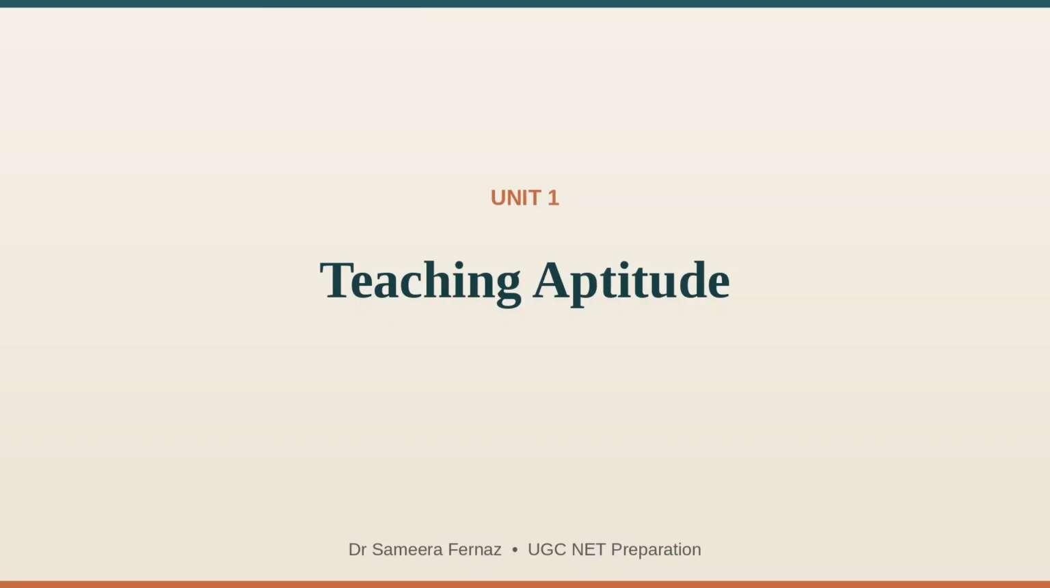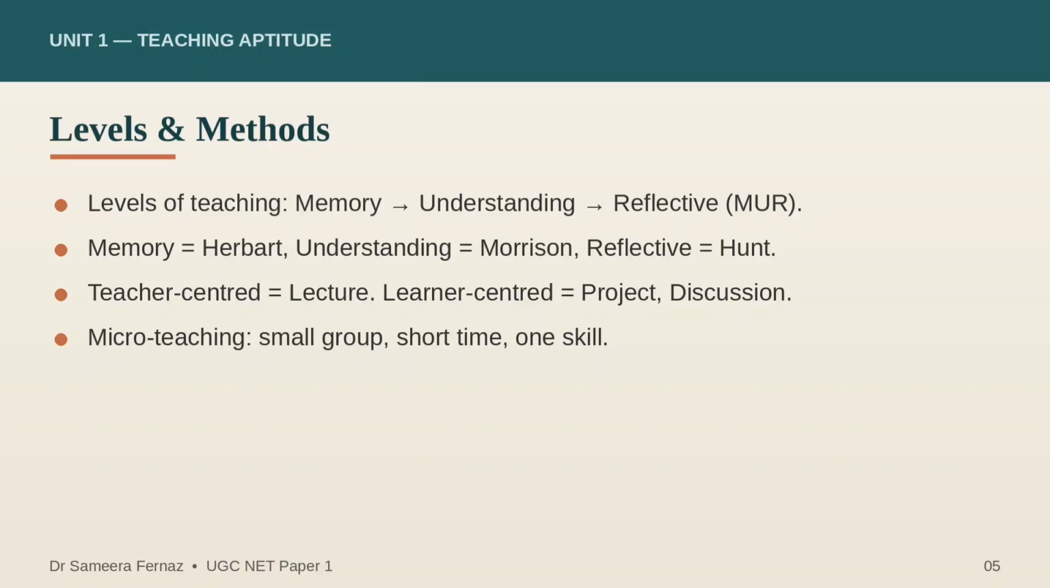Remember the 3 levels of teaching. The first level is memory level. Here the students only remember facts. This is connected with a thinker named Herbert. The second level is the understanding level. Here the students understand the meaning. This is connected with Morrison. The third and highest level is the reflective level. Here the students think deeply and solve problems. This is connected with Hunt.